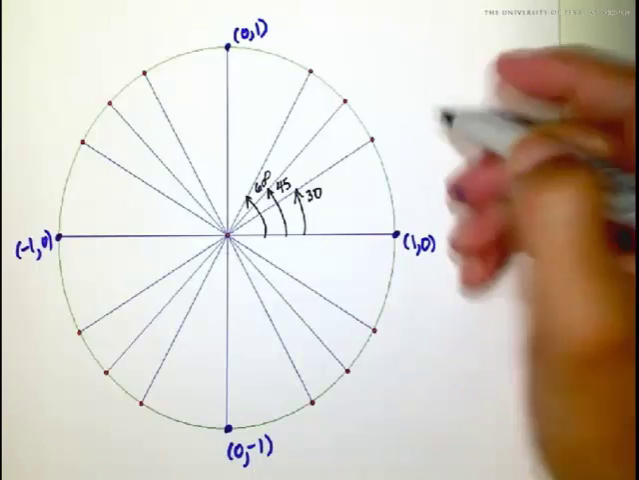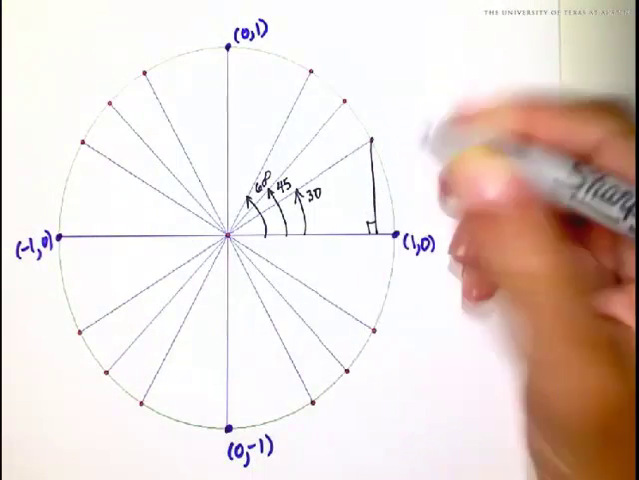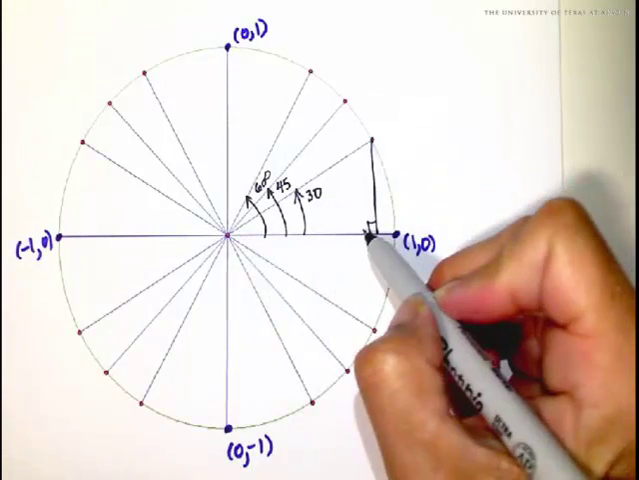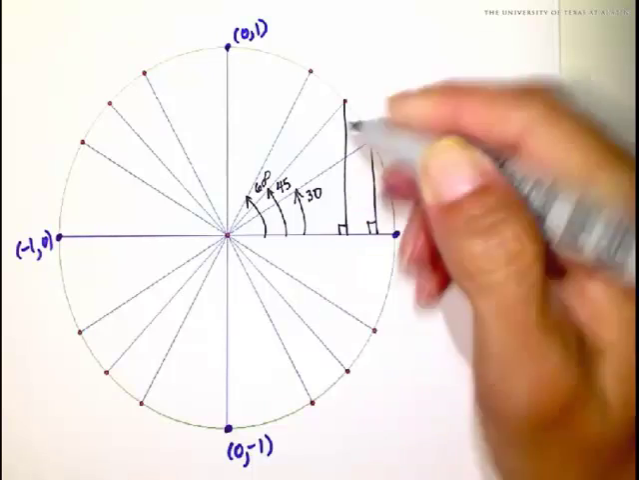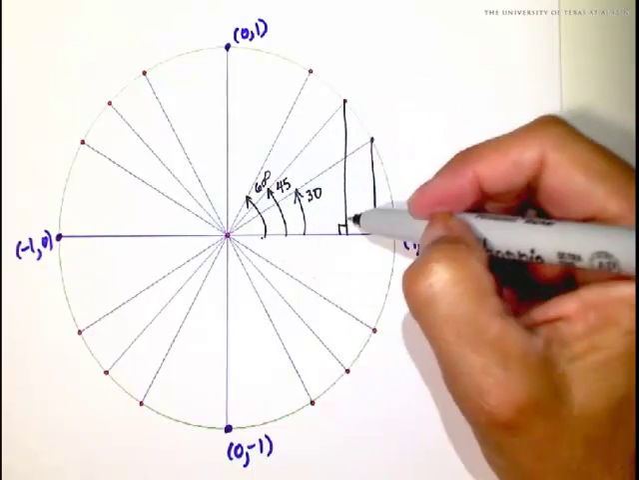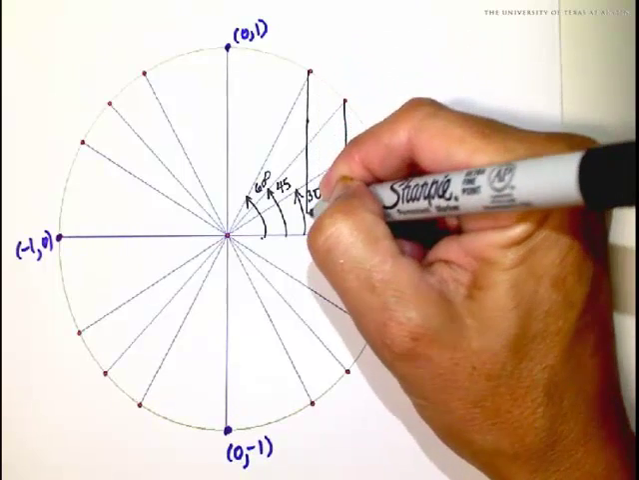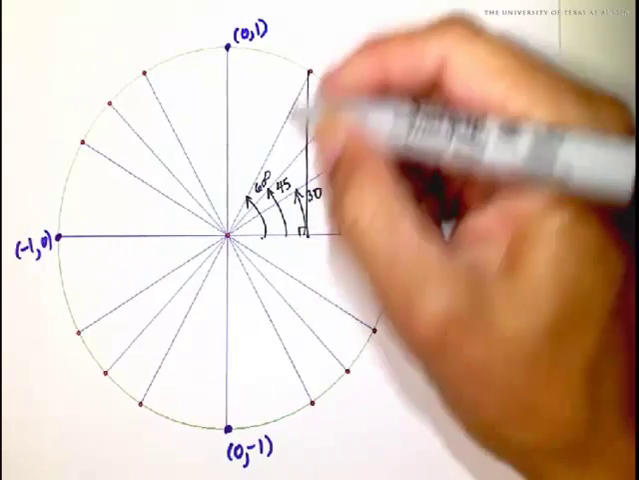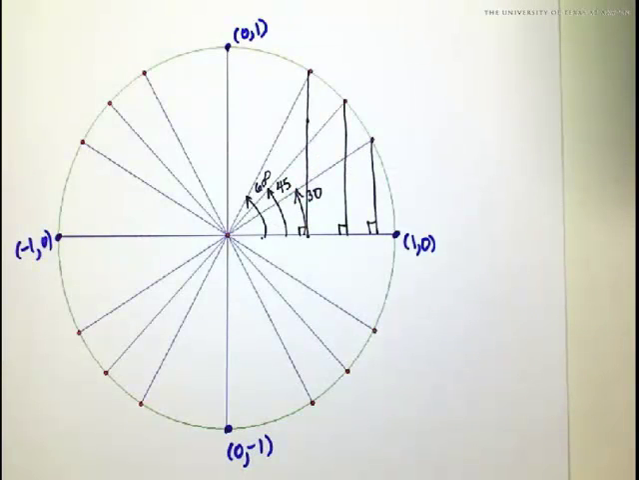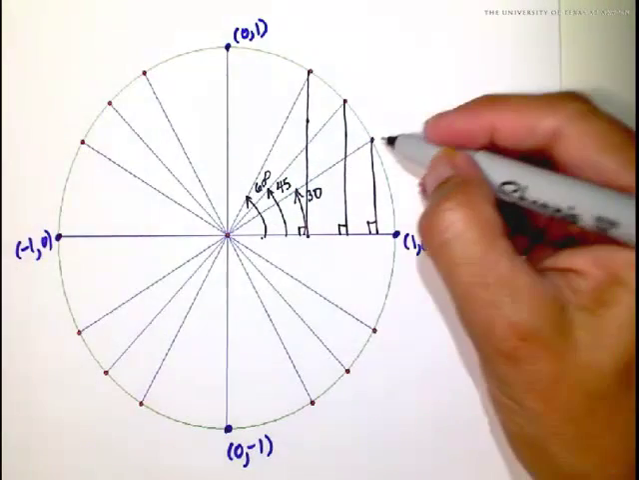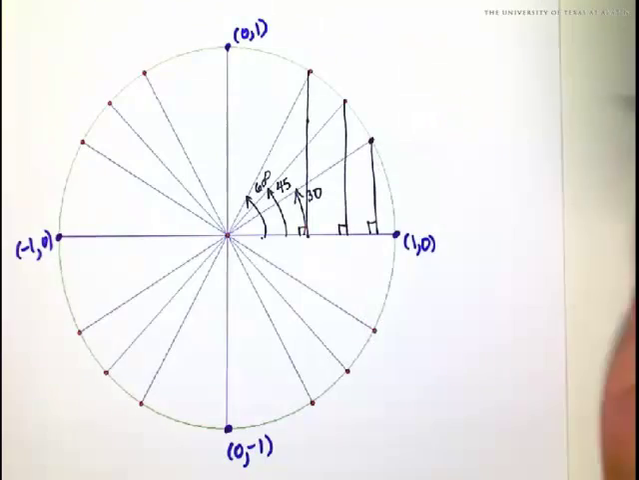And I can form 3 right triangles. So this will be a 30, 60, 90 triangle. If I drop this vertical line down, I form a 45, 45, 90 triangle. And then if I drop this one down, I'm going to form a 60, 30, 90 triangle. Okay? Now what we just discovered was that each point here can be written in terms of its corresponding angle.